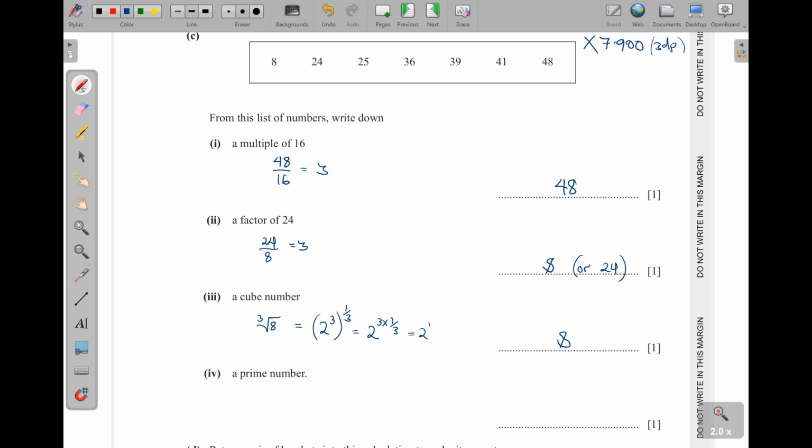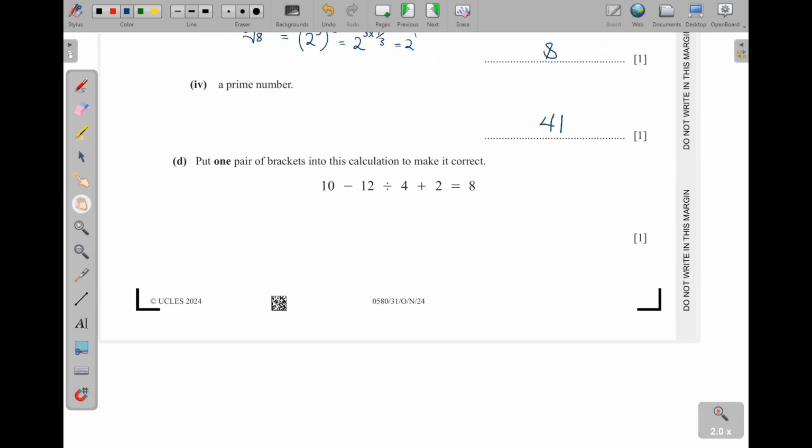Then Roman 4, a prime number. A prime number is a number that can be divided by itself. In other words, it has 2 factors, 1 and itself. 8 can be divided by 2. This one can be divided by 2. This one can be divided by 5. 36 can be divided by 2. This one can be divided by 3. 48 can be divided by 16 or by 2. That means it is only 41. So our answer here is going to be 41.